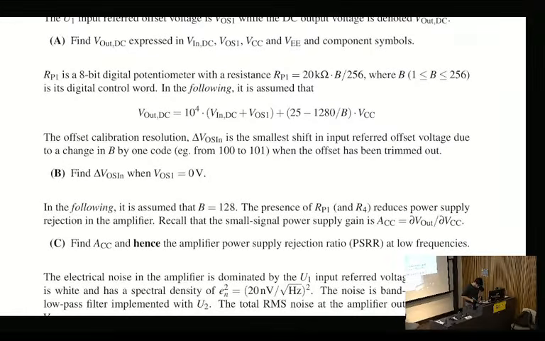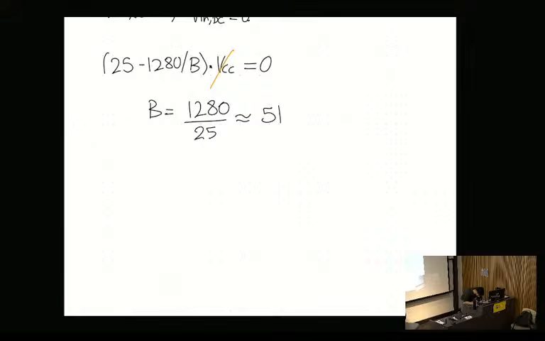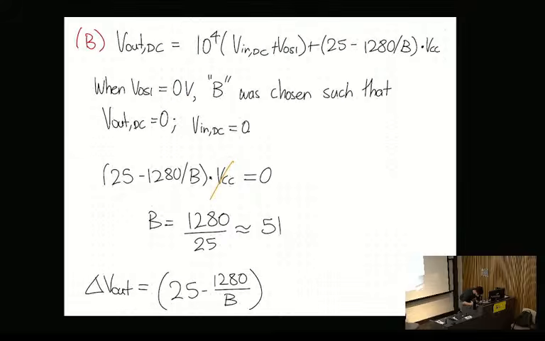And so what we need is to look at the smallest increment of change. It gives us an example as going from like 100 to 101. In our case, it would be like 51 to 50 or 52 to 51. Okay. So we need to look at delta V out. So 25 minus 1280 V. So we're just looking at this portion, right?